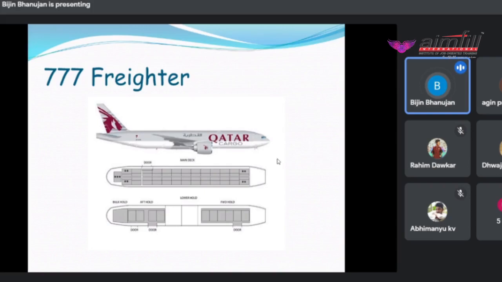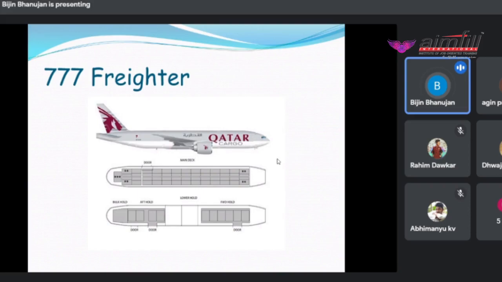Then we have E. So E is the height and the contour length. The height of the container will be 64 inches and the contour length is 79 inches. As you can see, in the base you saw 61.5 on one side and the contour length will be a total of 79. So this is for an LD3. The most common one is AKE. The commonly used one is AKE.